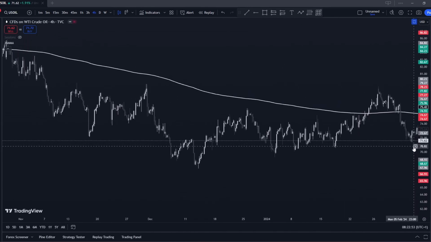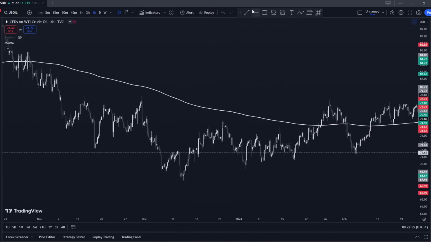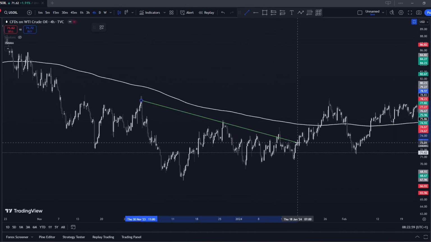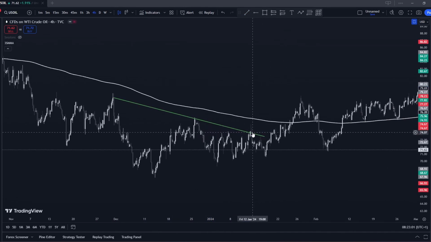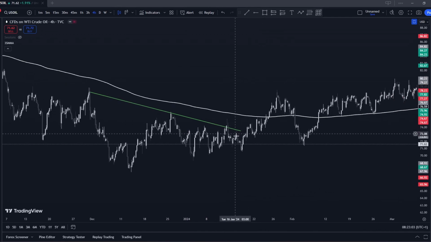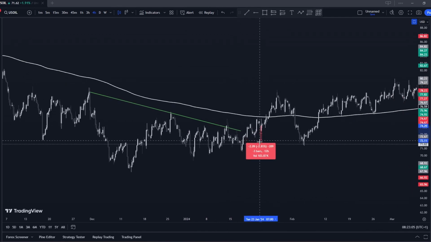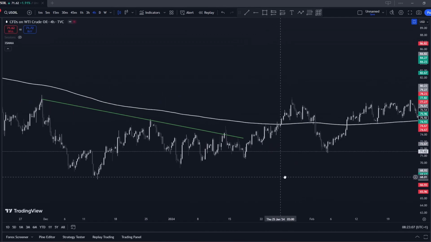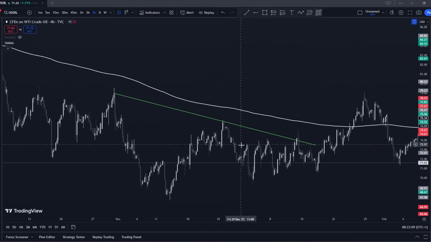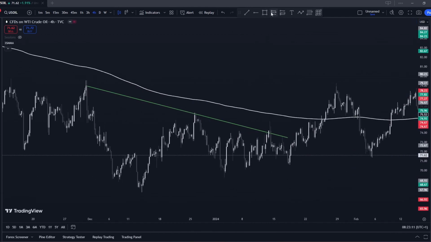However, I just spotted a nice little setup here. If we again connect these two, you can see we have a breakthrough right here. Now, this does look like a losing trade. Yep, this is a losing trade, unfortunately, but that happens, especially towards the end and the beginning of a year. But I'll just mark it up.